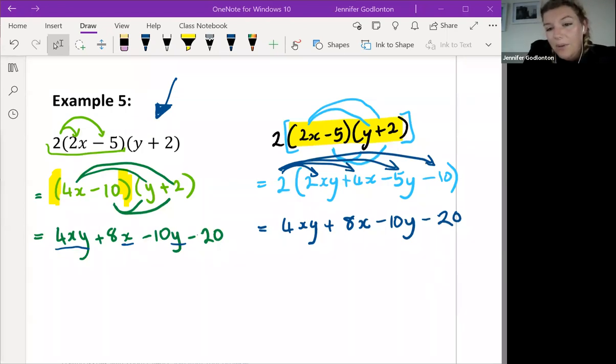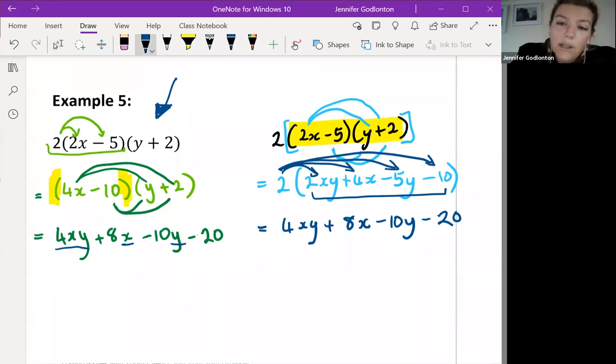Okay, so all that's happening over here in this light blue part is I'm doing FOIL, but I'm only doing it with my two brackets. So I'm doing the 2x times the y, the 2x times the 2, the -5 times the y, and then the -5 times the 2. That's how I get that bracket. This 2 is that 2 that I'm just carrying down. And then I'm just distributing that 2 in.